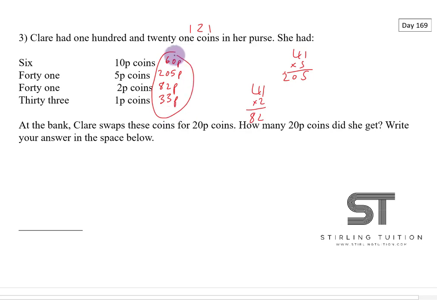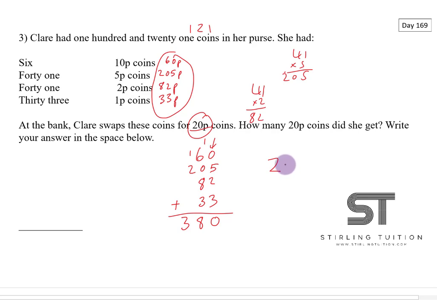So we need to see what the total of all of this is. And then see how many 20p's fit into it. And that will give us our answer. So I've got my 60, my 205, my 82, and my 33. Add them all up. So start with our units. 5, add 2, add 3 gives me 10. Carry the 1. 6 add 3 is 9, add 1 is 10, add 8 is 18. And then carry the 1, and then 2 add 1 is 3 pounds. So we've got 3 pounds 80, but we need to see how many 20p coins fit into this.